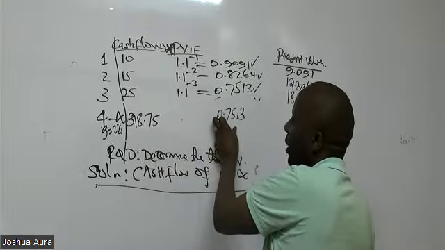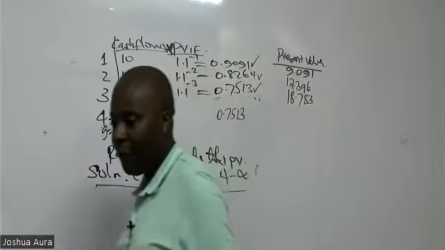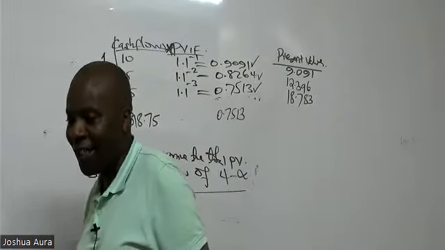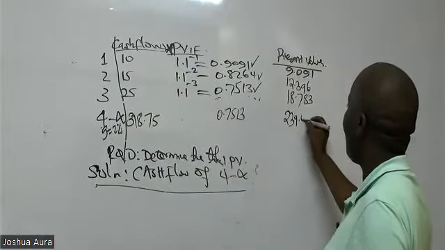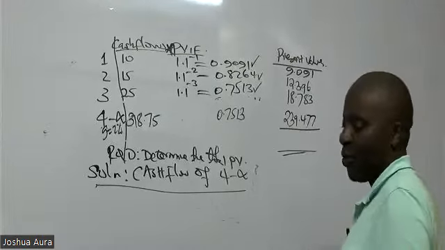318.75 times this 0.7513. What figure are we getting there? Somebody who can give me this figure. 239.477. So then could you kindly give me this total present value?